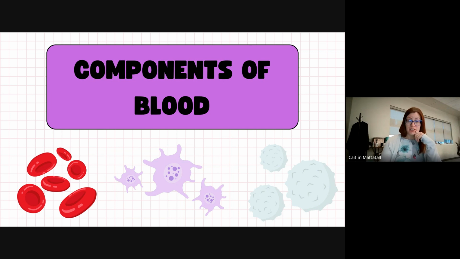But yeah, we're moving into the next part of this unit. We are still technically in the circulatory system because we're still technically talking about blood. But now instead of talking about the heart and the vessels and how the blood moves around your body, we are going to look at the parts that actually make up the blood. So that's our plan for today.